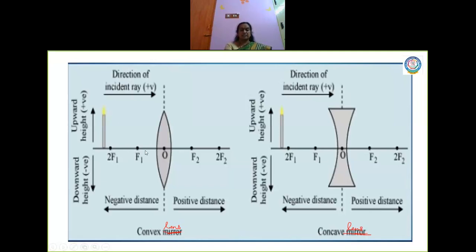As far as lenses are concerned, as I already told you, lenses have two focuses. Focus is singular. When you say it in plural, you have to say foci. So it has two foci and two centers of curvature, 2F1 and 2F2. Either you can say 2F1, 2F2, or C1 and C2. If you say C1, C2, that is also correct. This is the same with respect to concave lenses also, right?